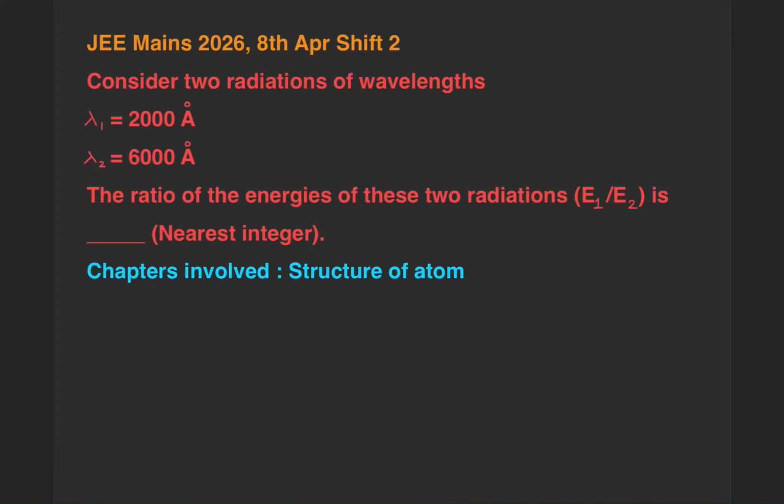Hello everyone. So this is a question from JEE Mains 2026, 8th April Shift 2. Consider two radiations of wavelengths. Lambda 1 is 2000 angstroms. Lambda 2 is 6000 angstroms. The ratio of the energies of these two radiations, that is E1 by E2 is, okay. So the chapter involved is structure of atom.